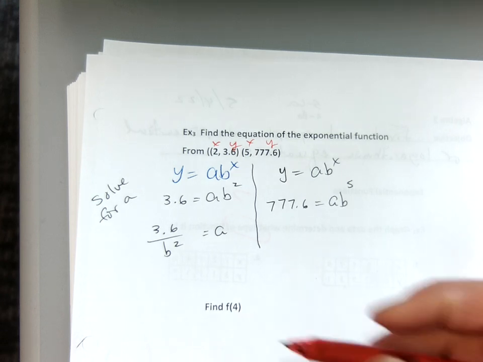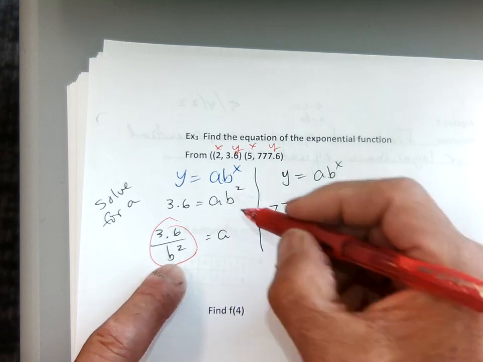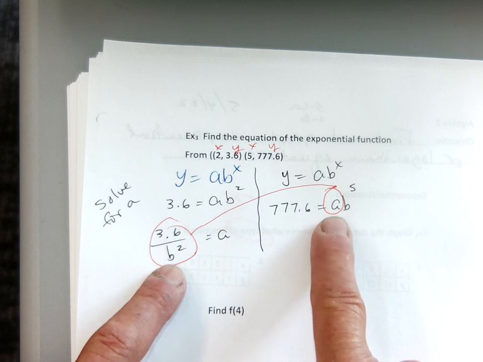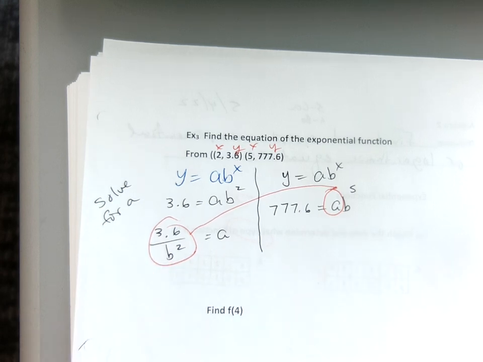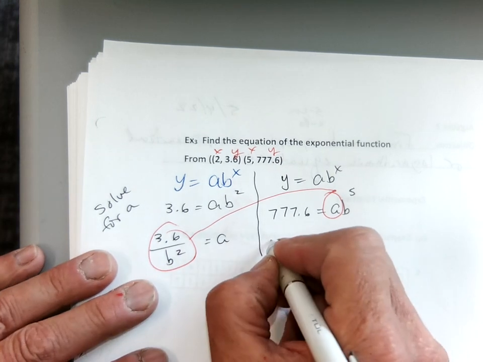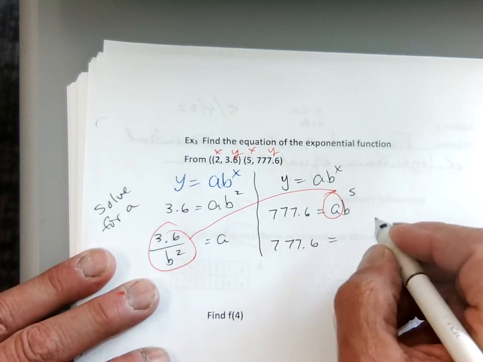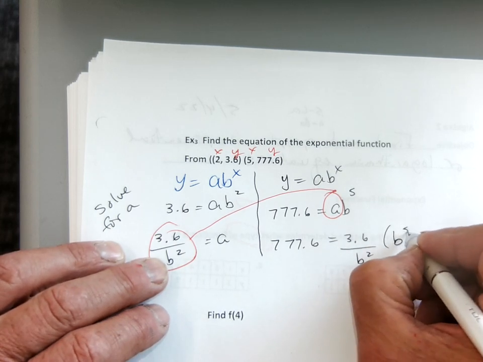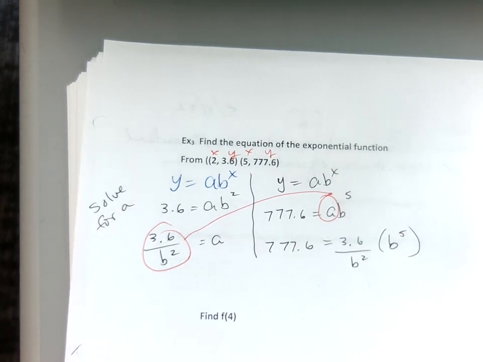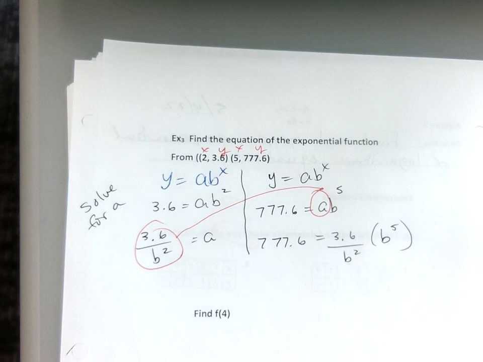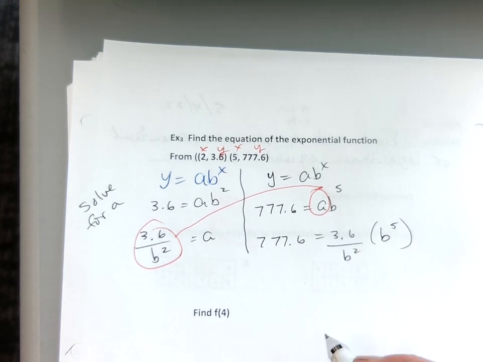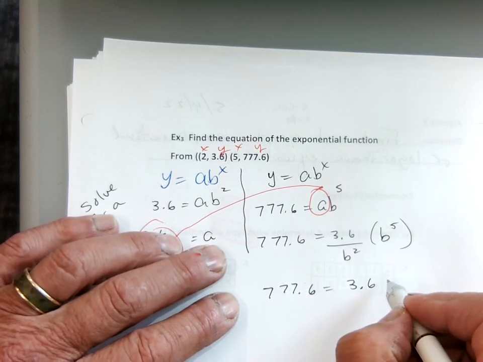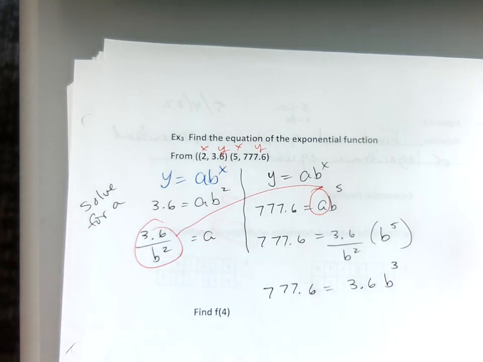I need to make a substitution. So instead of writing a, I'll write 3.6 over b squared. So I'll rewrite this: 777.6 equals 3.6 over b squared times b to the 5th, right? And 2 of these will cancel with 2 of these, right? You guys agree with that? Yeah. So I'll have 777.6 equals 3.6 times b cubed.